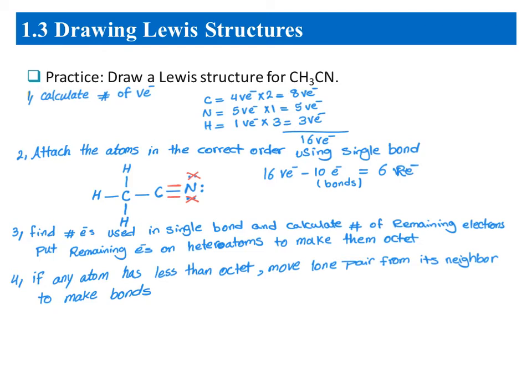So after doing this, what you need to do is check octet or duet for all atoms, which we did, and check the total electrons and compare them with the calculated valence electrons. So let me redraw this structure, something that we came up with.